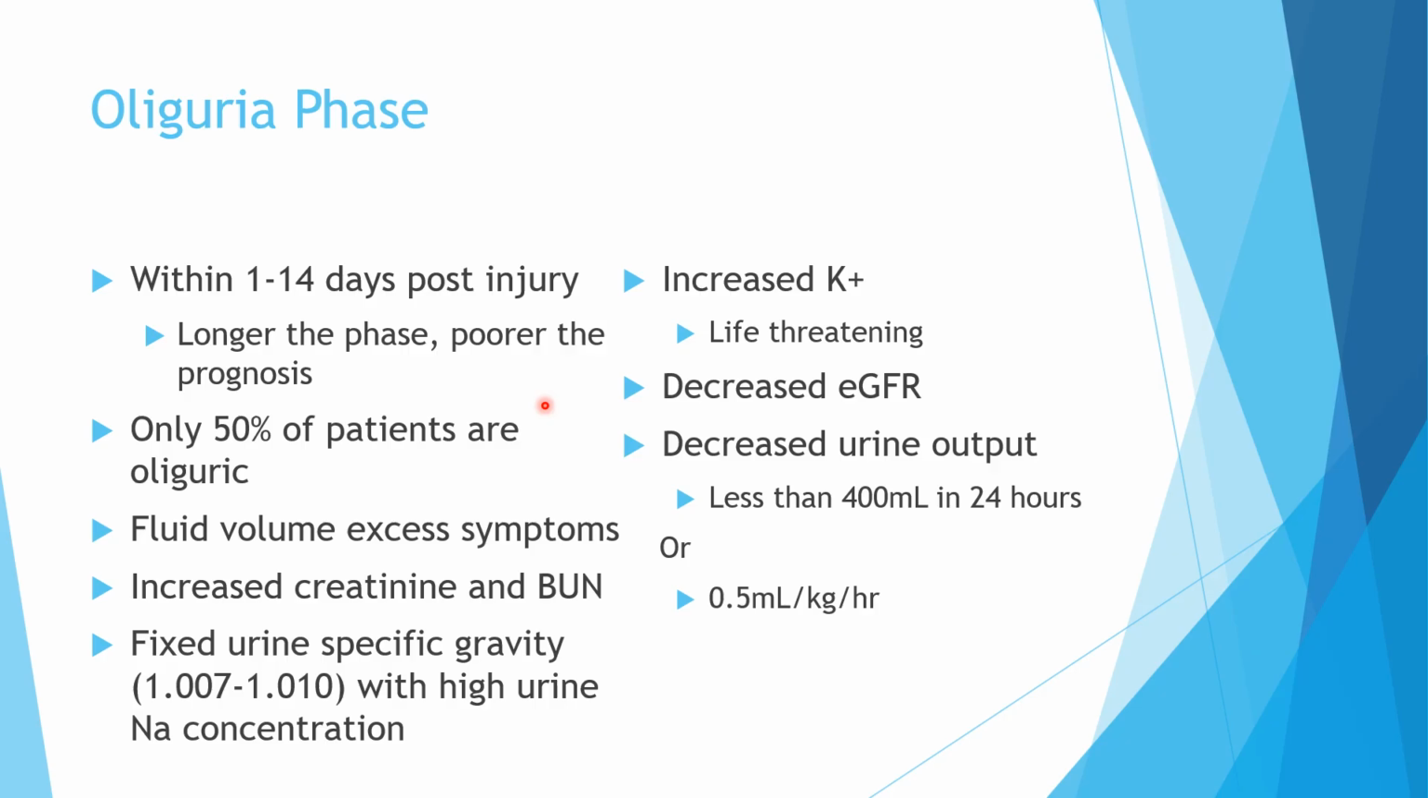They might hear a murmur. Increased BUN and creatinine. We will not necessarily have changes in our specific gravity at this point. Urine will be a little salty, but our specific gravity in our urine should be the same. Increased potassium. We're going to have a decrease in GFR. Then again, half of these patients will have symptoms of oliguria, but the rest will have these symptoms of fluid volume excess and increase in our nitrogenous waste and increased potassium.